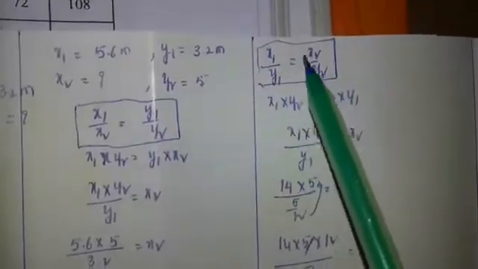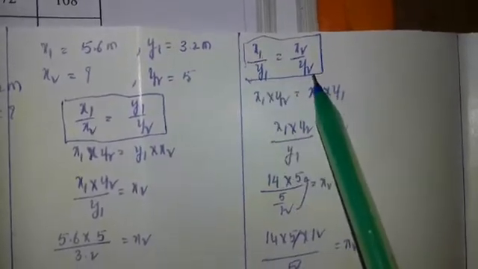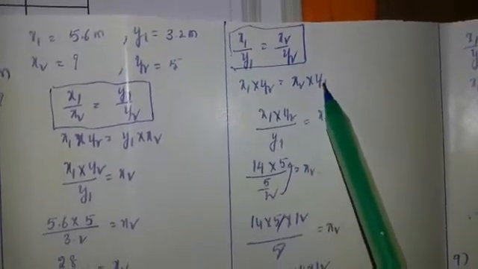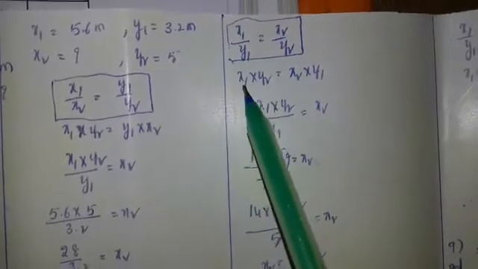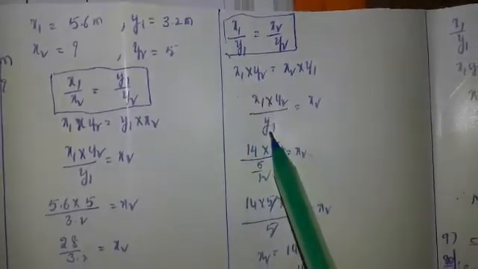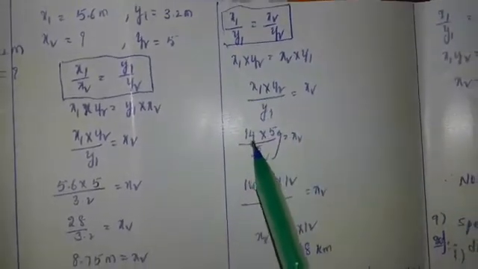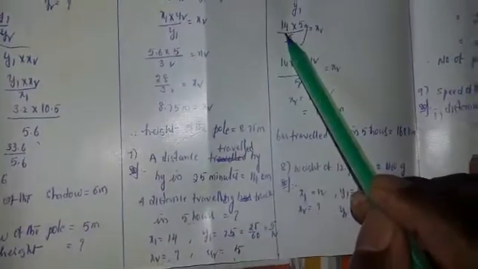x1 by x2 is equal to y1 by y2. So which value do we need? The x2 value. See this one, cross multiplication: x1 into y2 is equal to x2 into y1. We need the x2 value, that's why y1 is converted to the left hand side: x1 into y2 by y1 is equal to x2. What is the x1 value? 14.